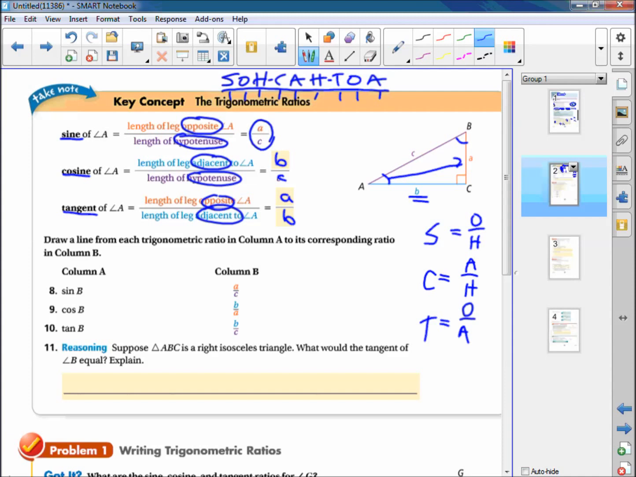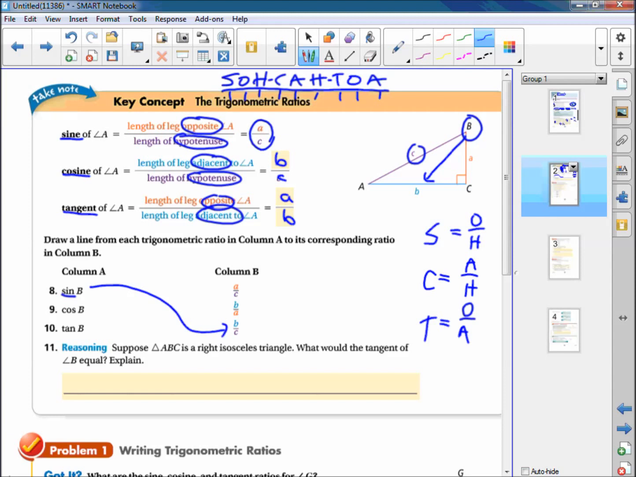Okay? All right, so draw a line from each trigonometric ratio in column A to its corresponding ratio in column B. Now, remember, we can use either angle. So now they're talking about angle B. So angle B, sine. Sine is supposed to be opposite, SOHCAHTOA, so opposite over hypotenuse. So that's going to be B over C.